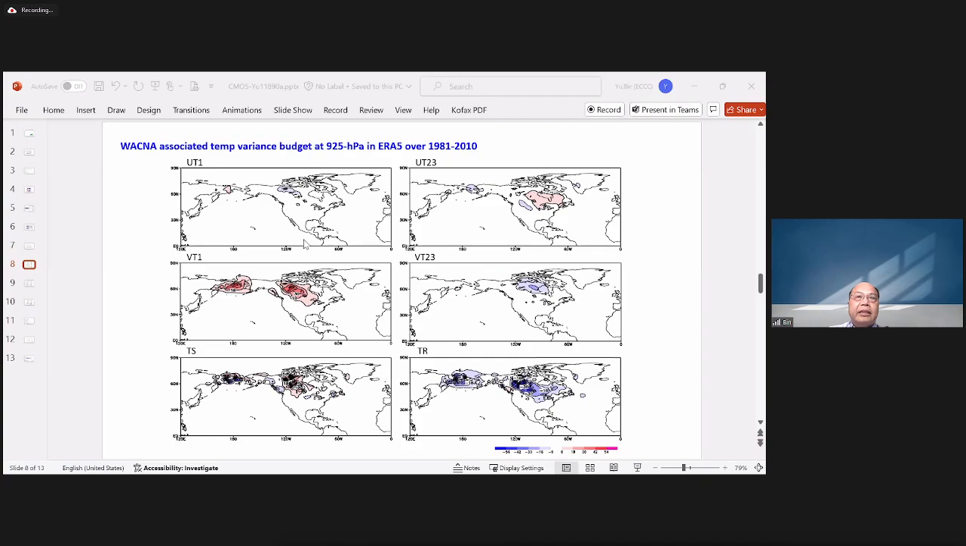And then we can see the results. This slide shows the WCNA associated temperature variance budget at 925 millibar in ERA5. We see that there are three dominant terms. VT1 here tries to support the WCNA pattern, and it's mainly damped by TR, the temperature and diabatic heating covariance. And TS also contributes to this budget. The other terms have a relatively weak contribution, and a similar result can be seen in Kang ESM5.